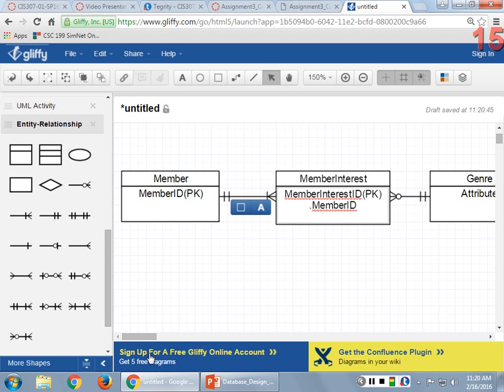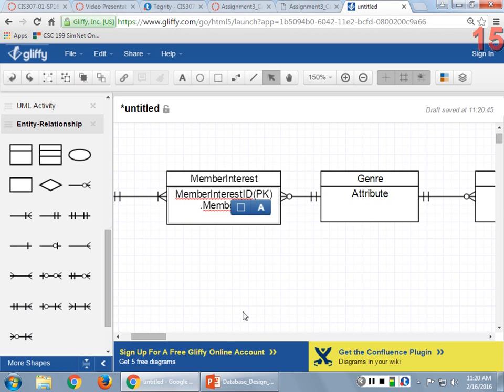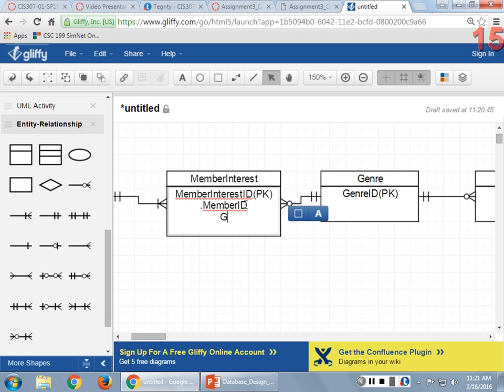What's the second part of this compound primary key? It should be this primary key. So we'll put genre ID, right, as a primary key. So genre ID will be added as the second part of this primary key, right?